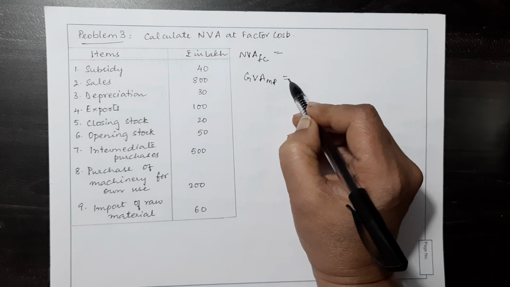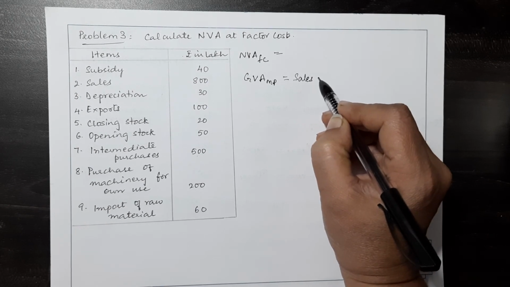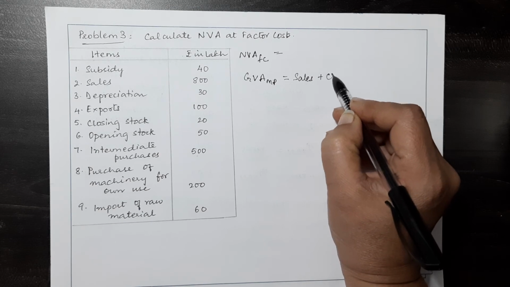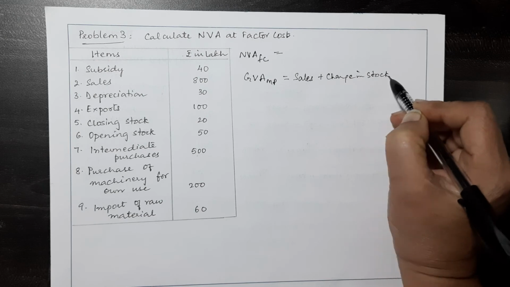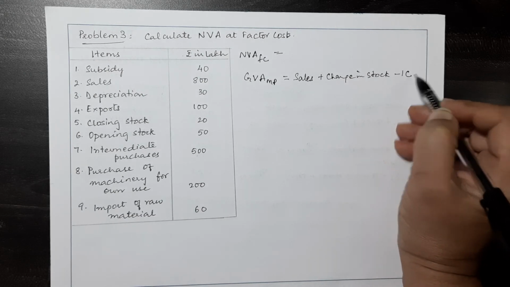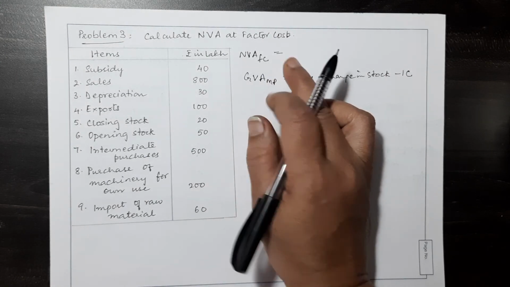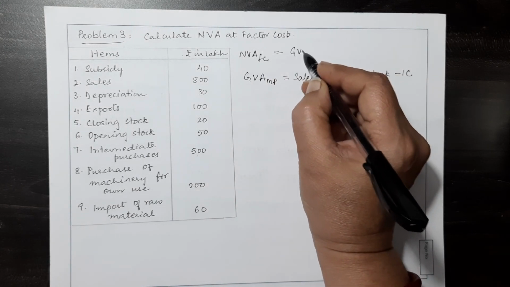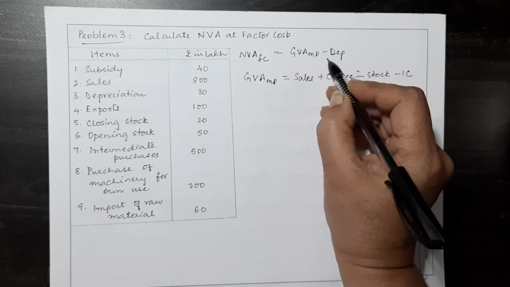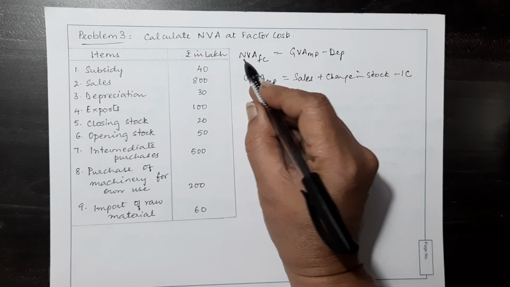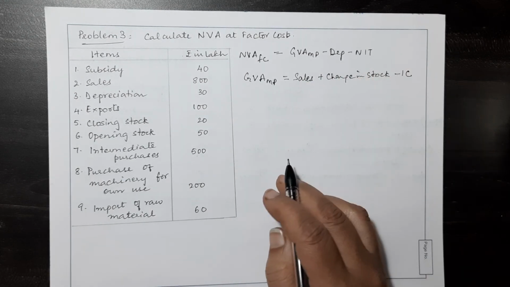Okay, so that will be equal to sales plus change in stock minus intermediate consumption. This is what we generally write, isn't it? From here, we have to come to NVAFC. NVAFC is nothing but GVAMP minus depreciation. Minus depreciation will give us the net value. And MP to FC is minus NIT, isn't it?